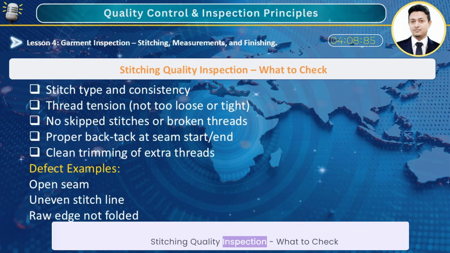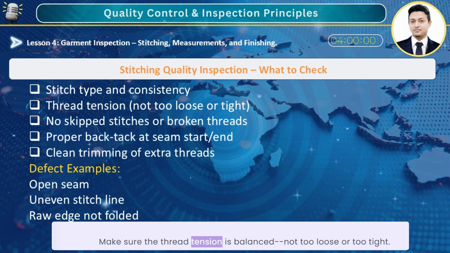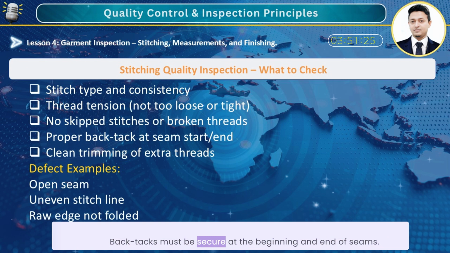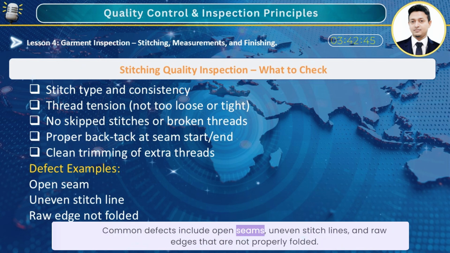Stitching quality inspection, what to check. When checking stitching quality, focus on the stitch type and its consistency. Make sure the thread tension is balanced, not too loose or too tight. There should be no skipped stitches or broken threads. Backtacks must be secure at the beginning and end of seams. Also, check for neat trimming of extra threads. Common defects include open seams, uneven stitch lines, and raw edges that are not properly folded.